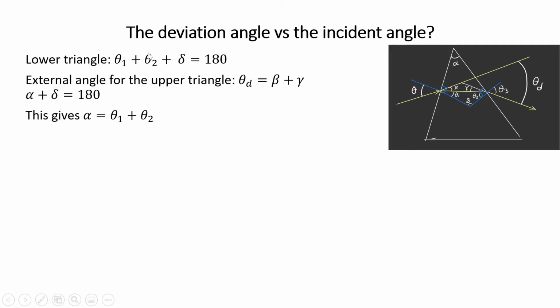From the first and third relations, we can conclude that alpha is equal to theta 1 plus theta 2. Because the first equation says that delta is 180 minus theta 1 minus theta 2. So I can substitute delta here and conclude that alpha is theta 1 plus theta 2.